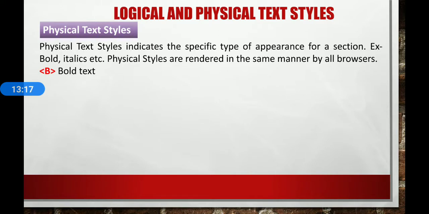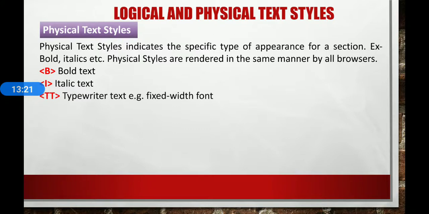For example, the B tag is for bold text, I for italic, TT is a typewriter font, and it looks like a fixed width font, and U is for underlining text.